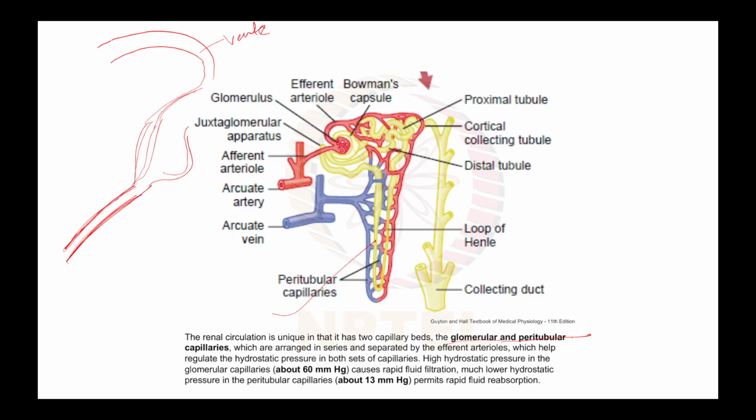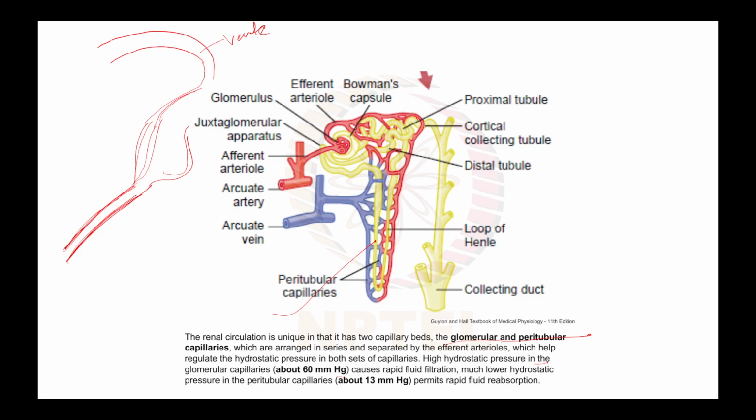So these help to regulate the hydrostatic pressure in both sets of capillaries. The high hydrostatic pressure in the glomerular capillaries is about 60 mmHg. So when the blood enters the renal artery, it enters with a pressure of 60 mmHg. With that pressure, when the blood enters the glomerular capillaries, it causes a rapid fluid filtration rate.